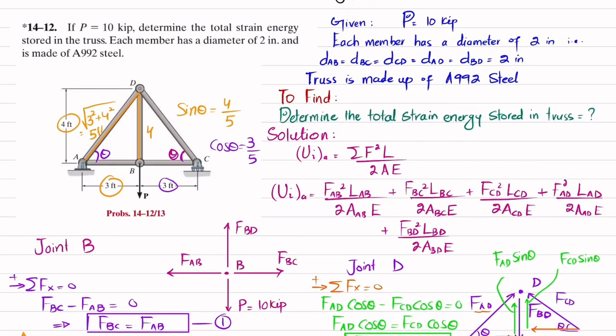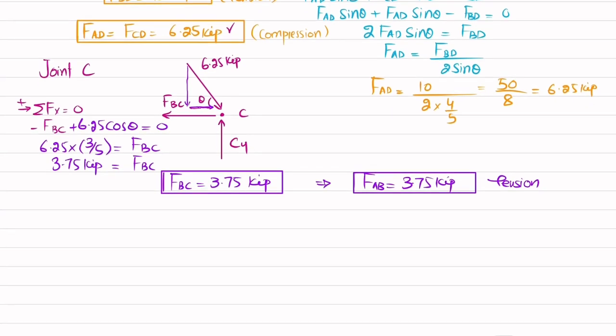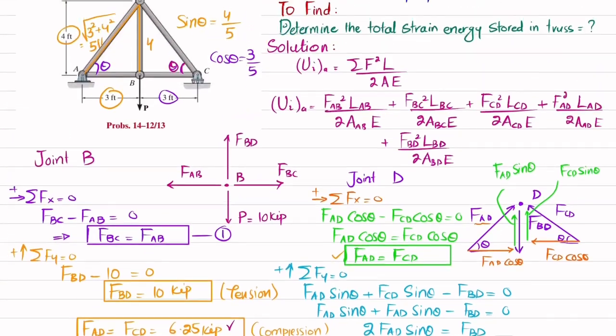This is FBC and this is FAB. They will be both in tension. So now we have all the values. We are going to find area since diameter is same. So area is equal to pi by 4 d square. All the diameters are same.